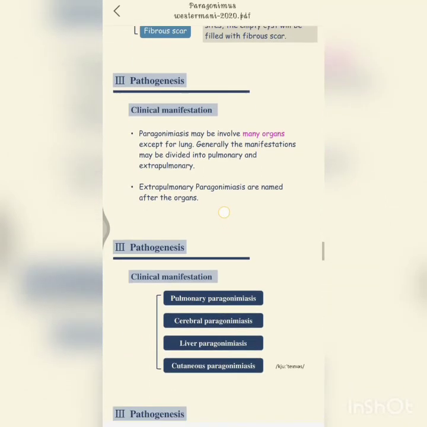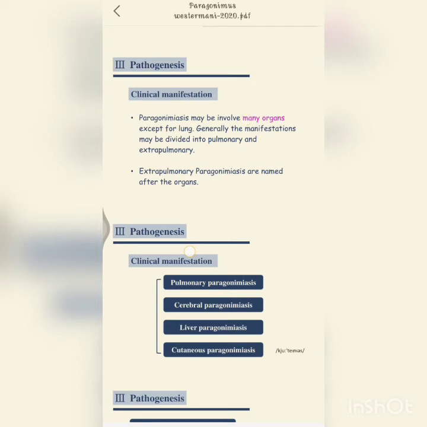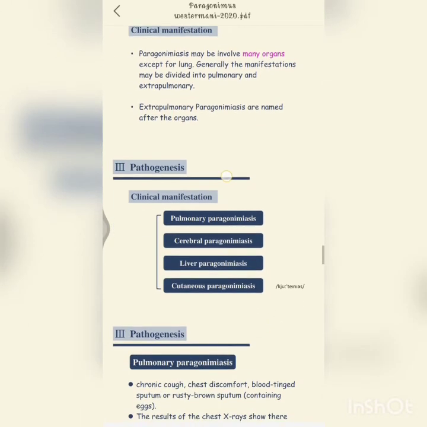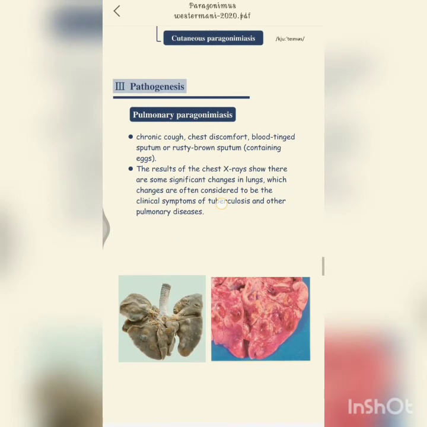And the clinical manifestation is that paragonimiasis may involve many organs except the lung. Generally manifestation is divided into pulmonary and extrapulmonary. Extrapulmonary forms are named after the organs. For example, you can take pulmonary paragonimiasis, cerebral paragonimiasis, liver paragonimiasis and cutaneous paragonimiasis. And next, pulmonary paragonimiasis is the most important. Chronic cough, chest discomfort, blood-tinged sputum, rusty brown sputum. This is important. The person with this infection may have rusty and blood-tinged sputum whenever he coughs.